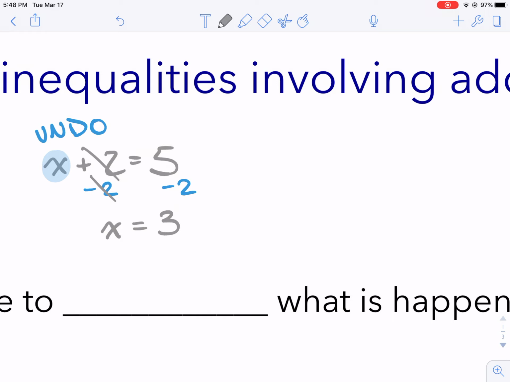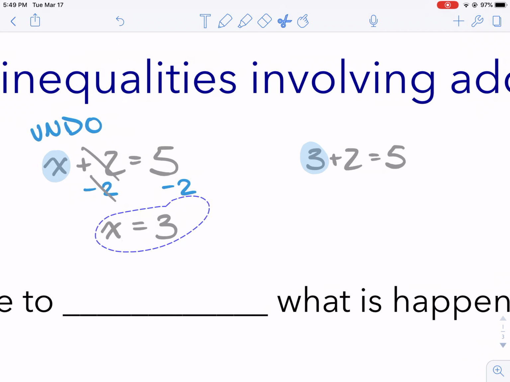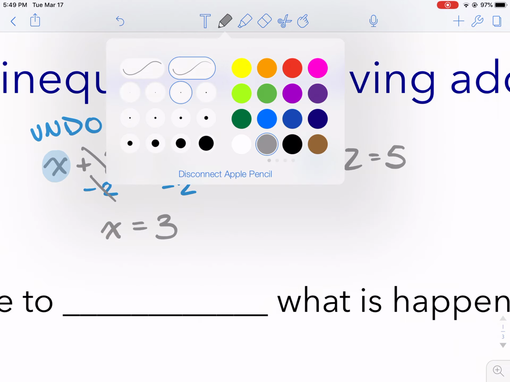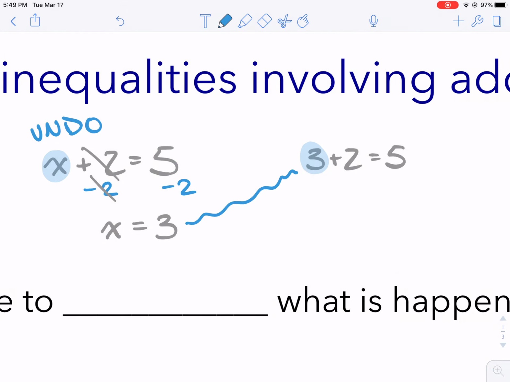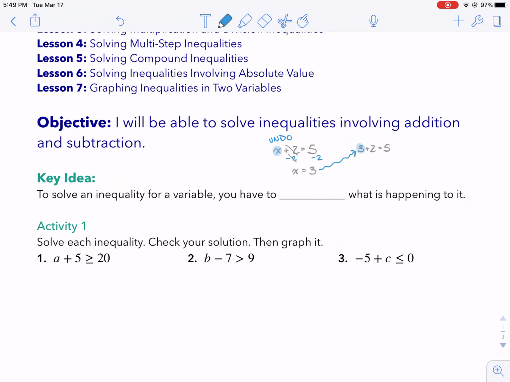And we know that 3 is a solution because if we were to take our 3 and plug it in for x, well, 3 plus 2 equals 5. Is that true? Well, last time I checked it is. So for solving equations, we undo what we did to our x to find our solution, and then we check by plugging our solution back into our original equation. That's what we're going to do today. So if we're solving an inequality for a variable, we are going to undo what is happening to it.